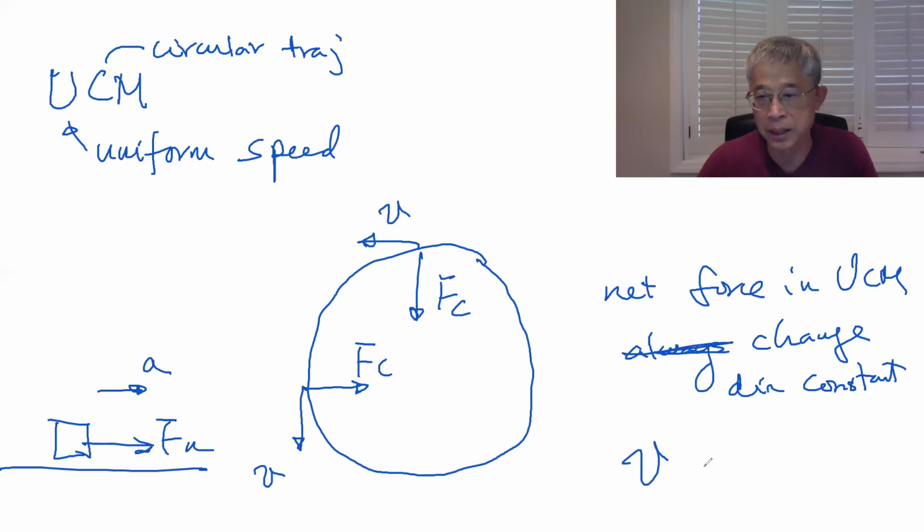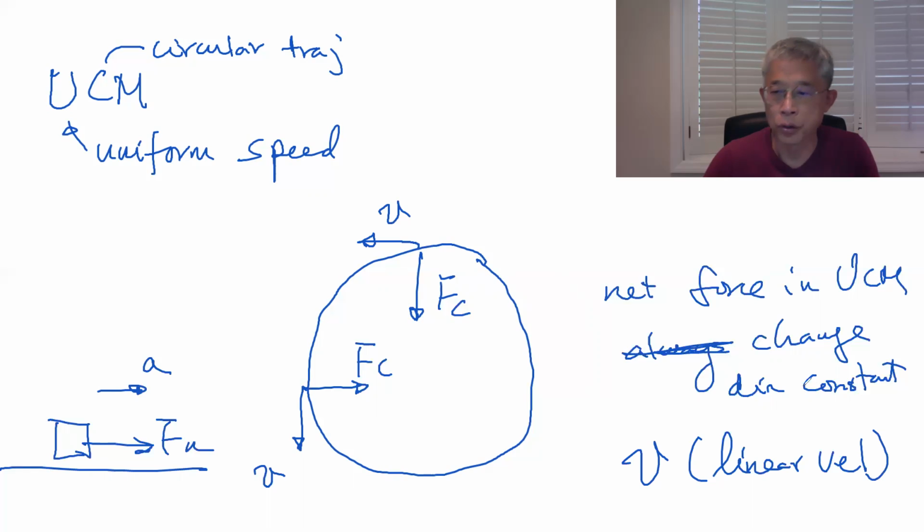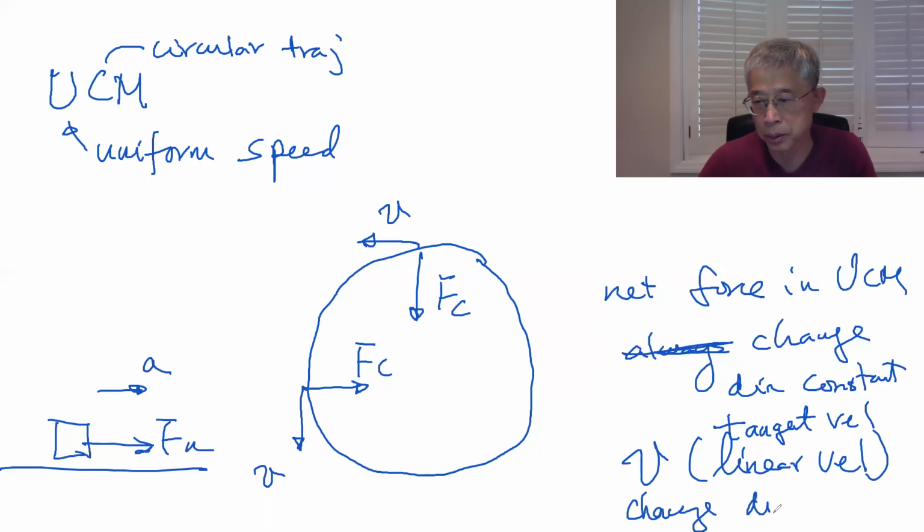So the velocity, which is called linear velocity, is also called tangent velocity, because it's tangent to the trajectory. Or velocity in the tangential direction. So this V is changing direction constantly. All right, so it's very complicated.